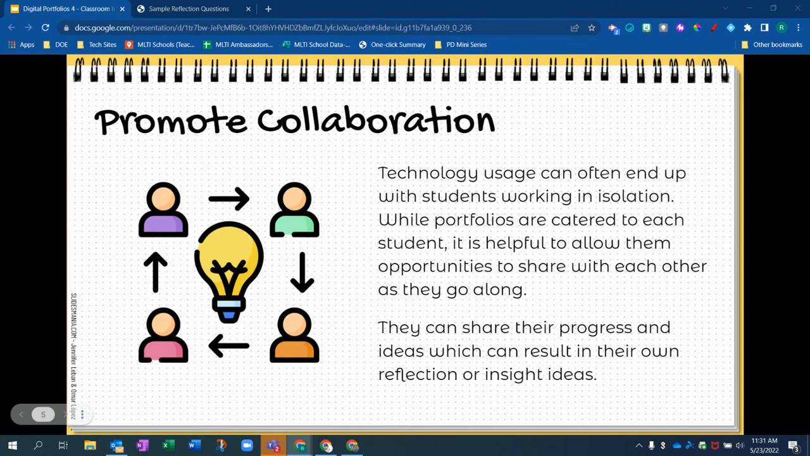The next piece, a lot of times with technology, when you use it in the classroom, it's done in isolation. Students are often isolated when they're working with technology, and they're doing their own thing on their own because they each have their own device, which is great that they have their own device. But it doesn't allow them to collaborate as much as they would if potentially it was not digital, right? Yes, it opens up the collaboration of not being in person, so they could collaborate from afar.